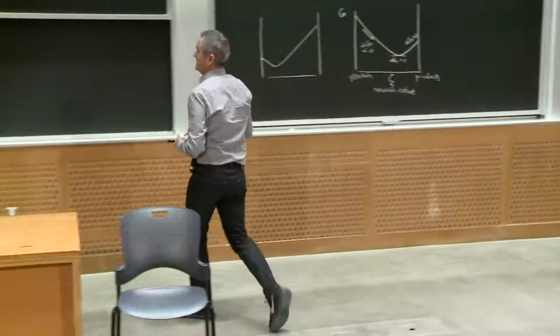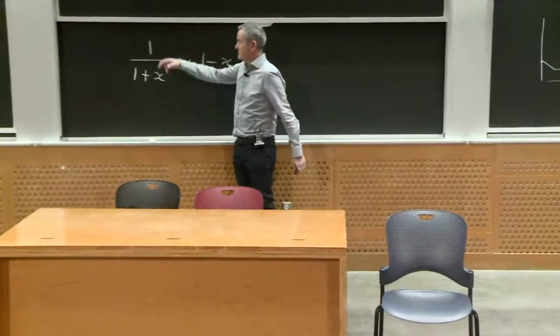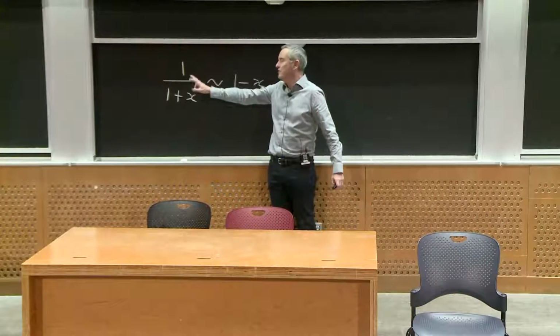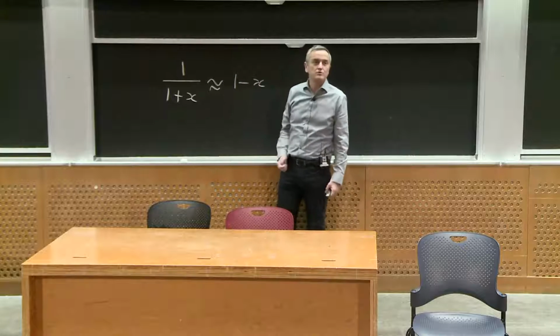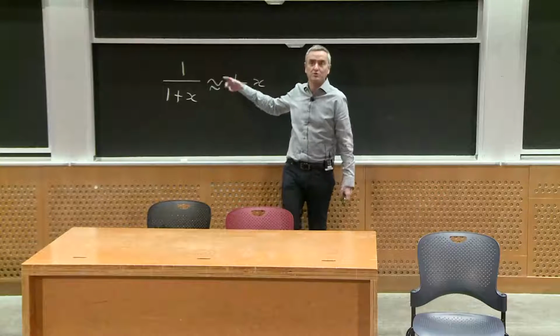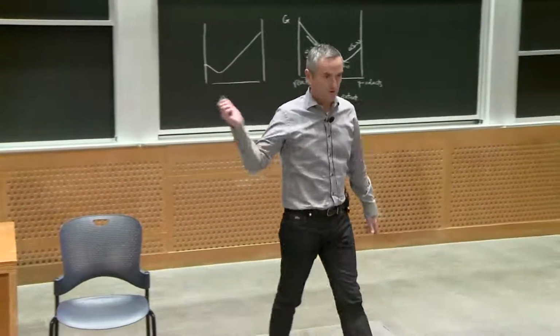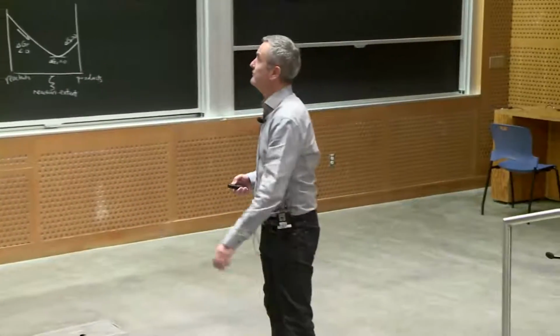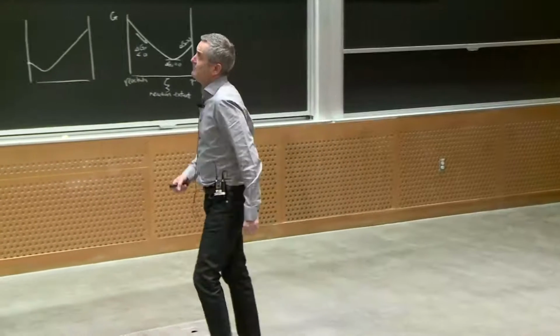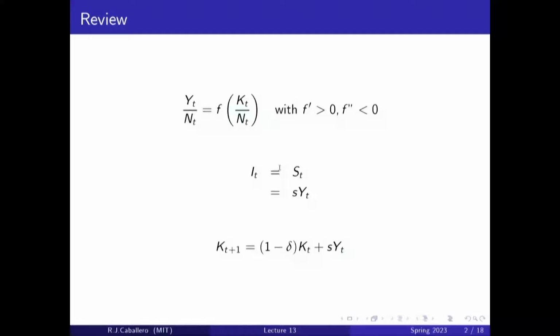I kept saying, I don't know why, but I kept saying, look, if x is small, 1 over 1 plus x is approximately equal to minus x. No, it's approximately equal to 1 minus x, not minus x. But I wanted to correct that typo. So let me remind you what we had.